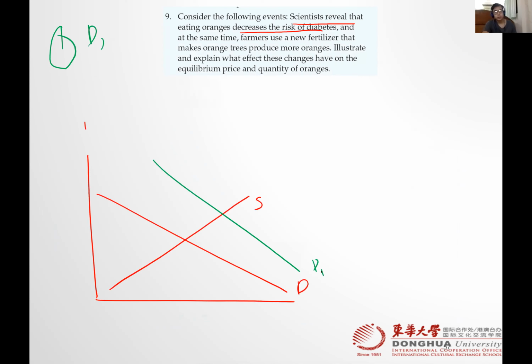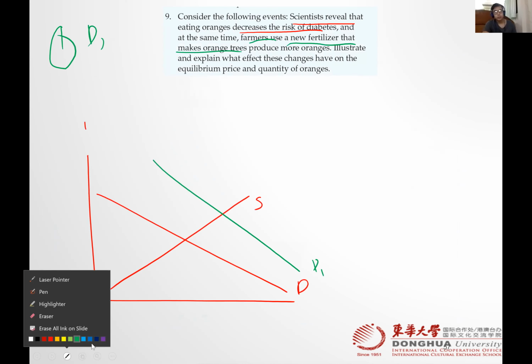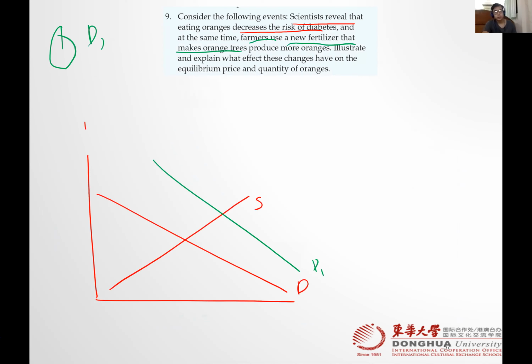The next part of the same event, at the same time: farmers use a new fertilizer to make orange trees produce more oranges. When new technology comes, does it increase supply or demand? Supply. This is basically fertilizer, used by farmers, those who produce. So this is a case of both demand and supply. Supply also increases. Increases means shift to the right. Now, where is the new equilibrium?